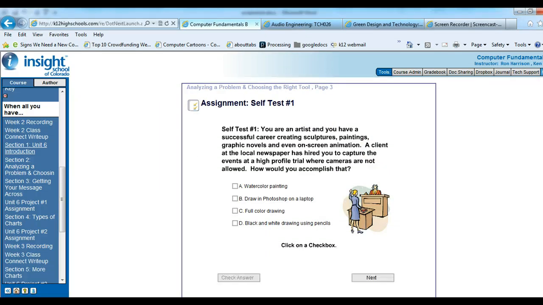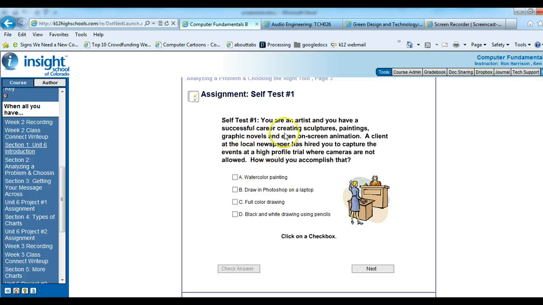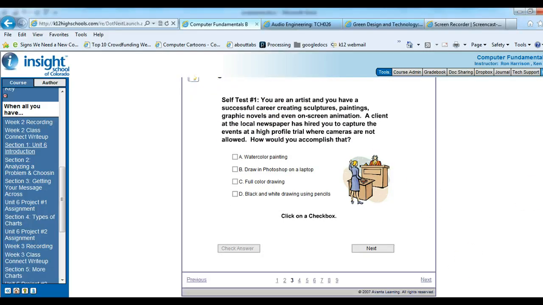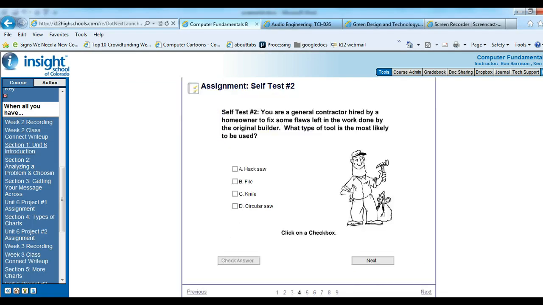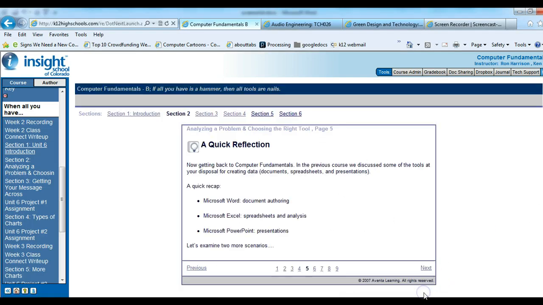Here's a little self-test to go through. It talks about an artist and what the artist might use. Go through that and see if you can get it right. Here's another one, see if you can get that right. It's just a little bit of practice. So here's a quick reflection.